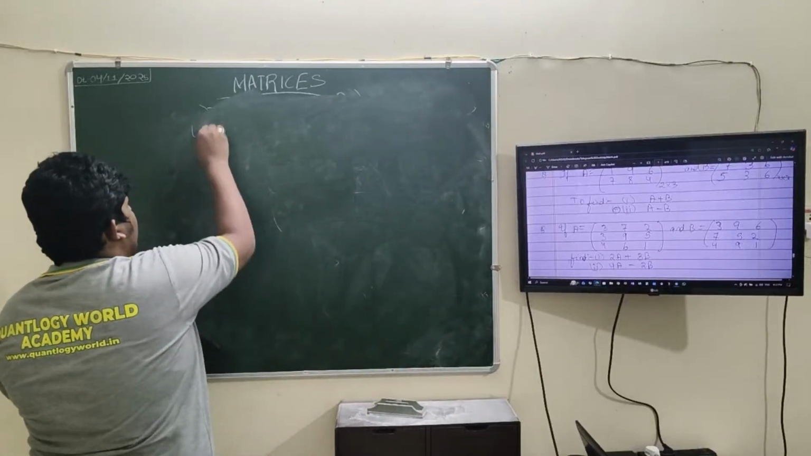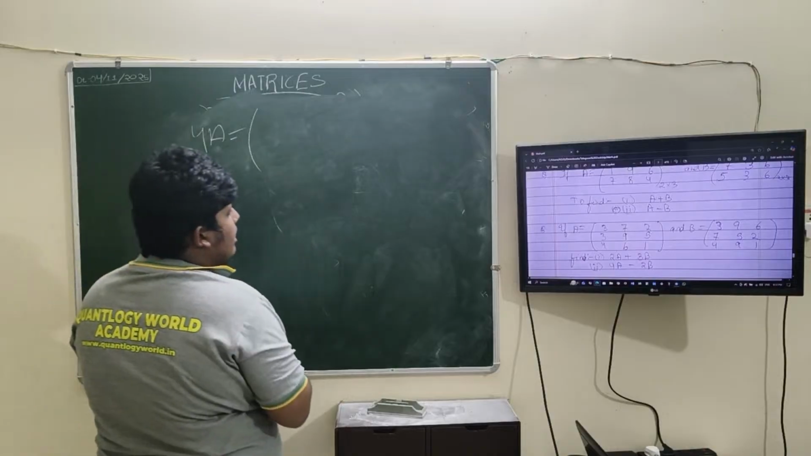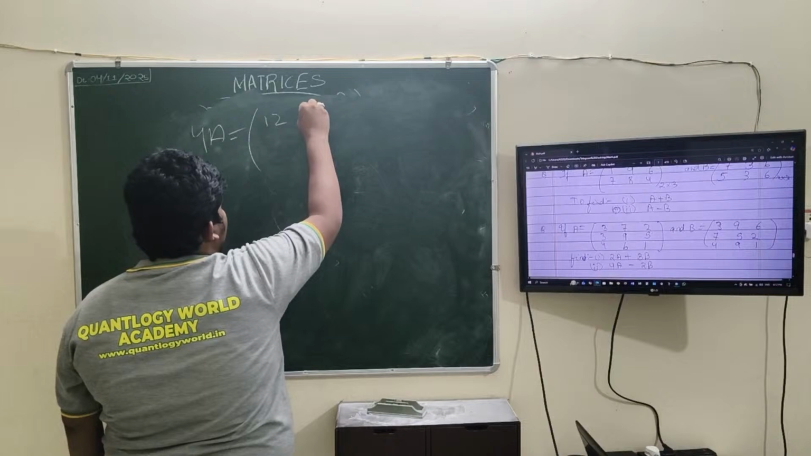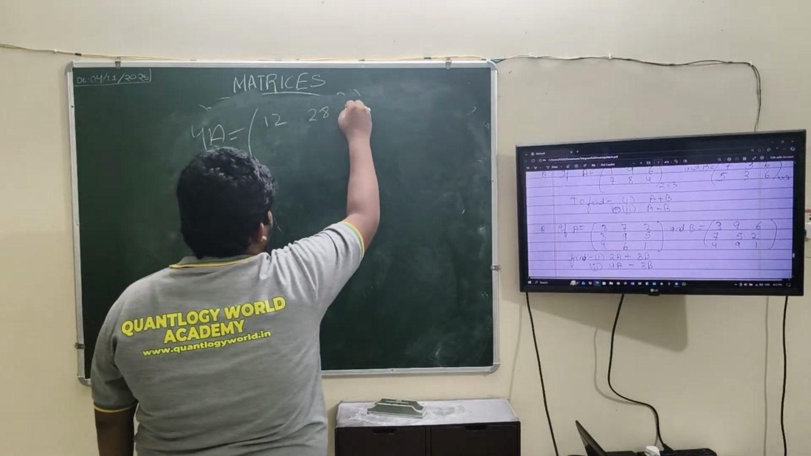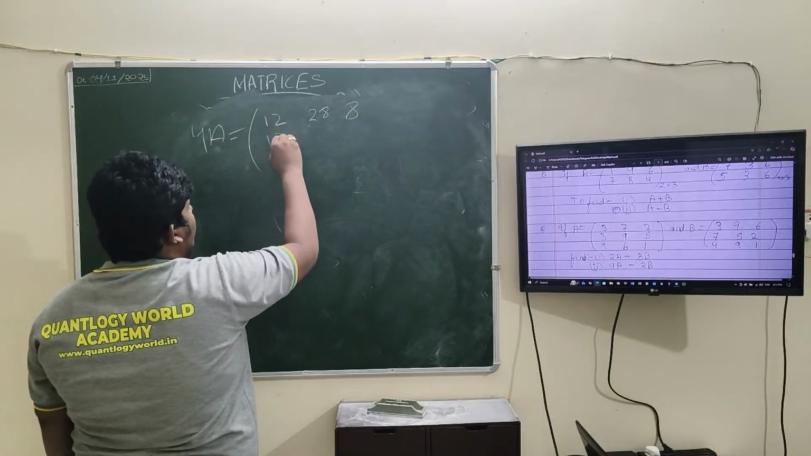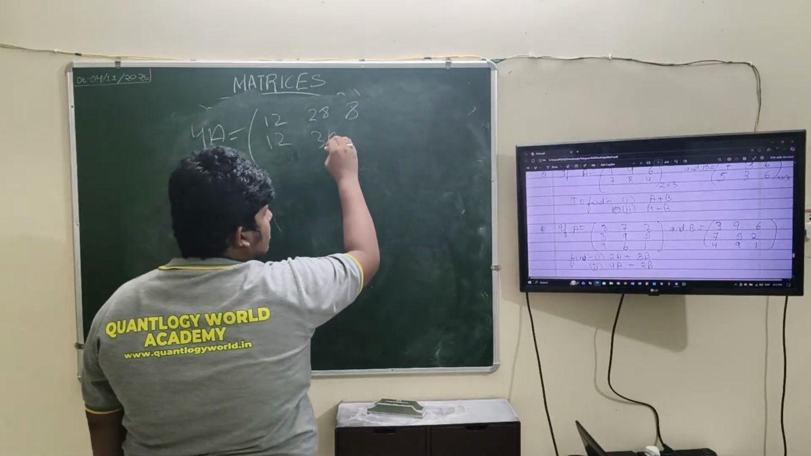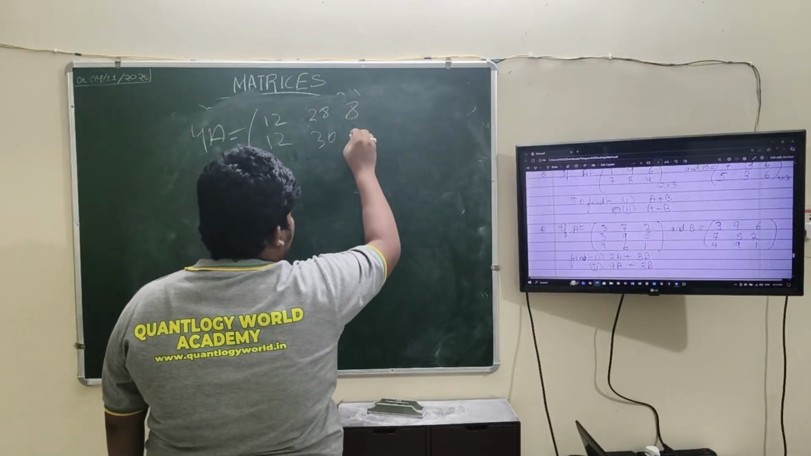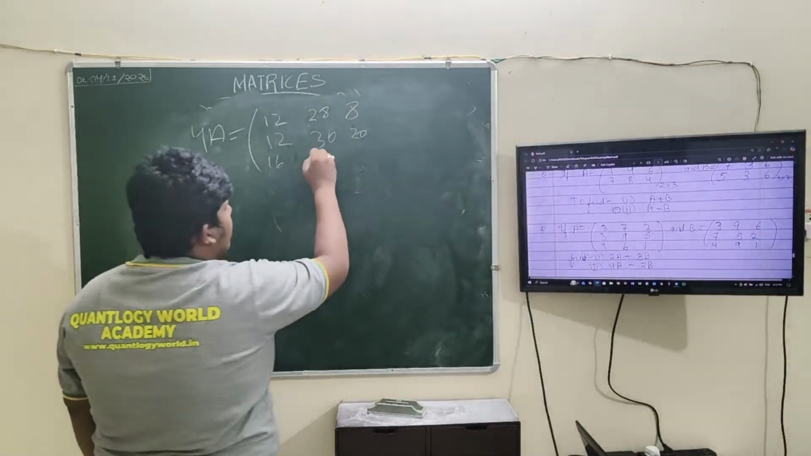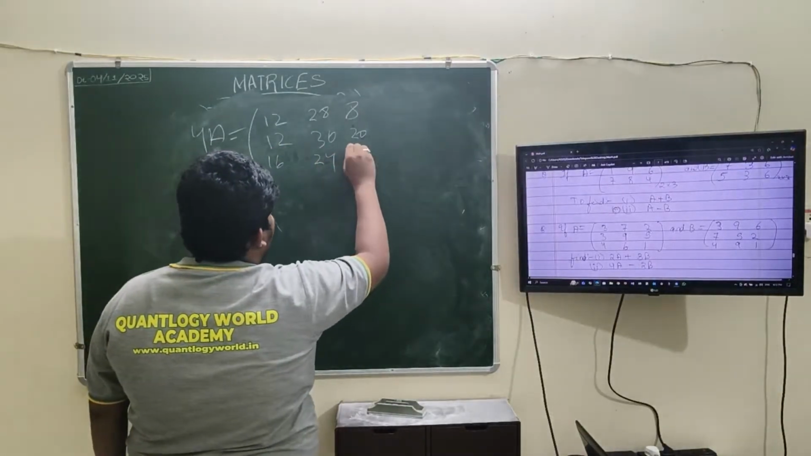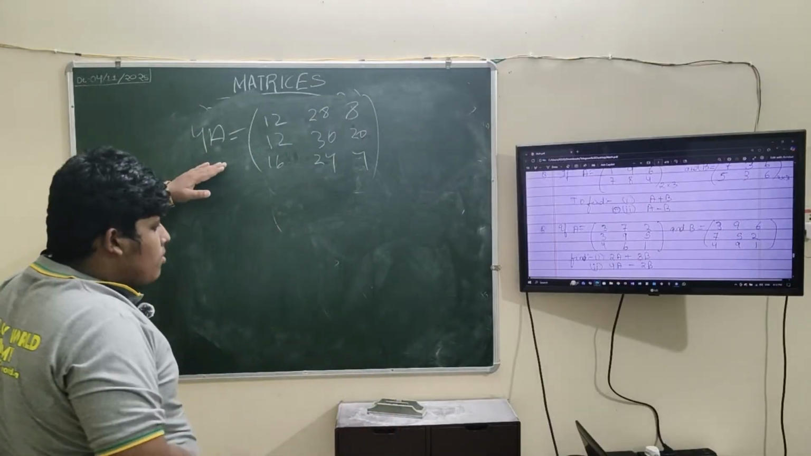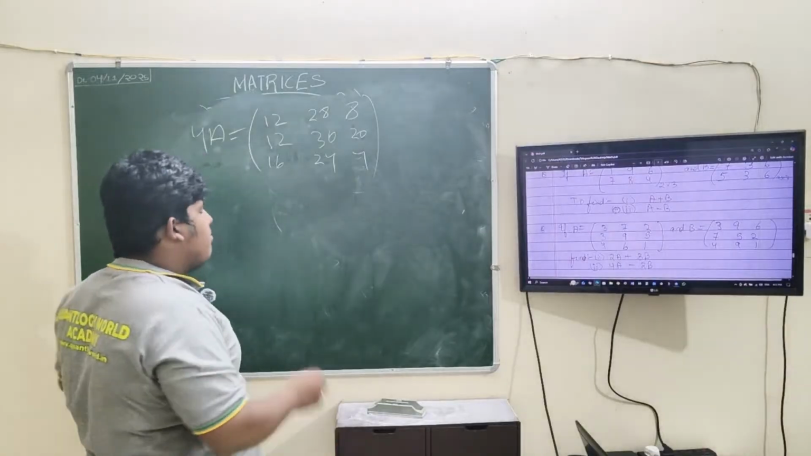First I will find 4A. 4A is 4 into 3, which is 12. 4 7s are 28. 4 2s are 8. Then 12, 36. Then the next one is 20. Then 16. Then 24. Then 4. And this is 4A, which means 4 multiplied to all the elements of matrix A.